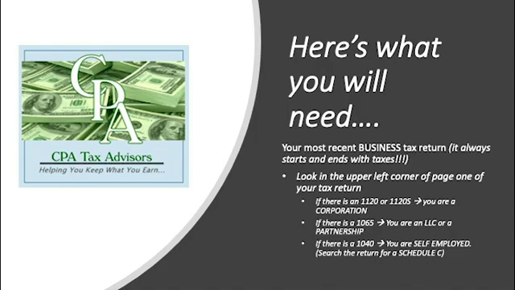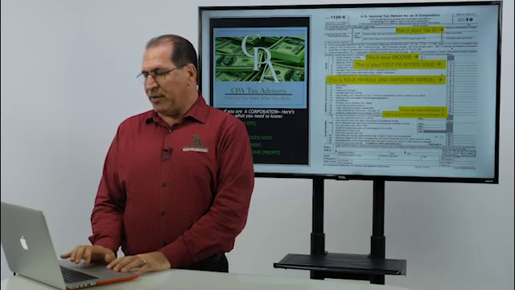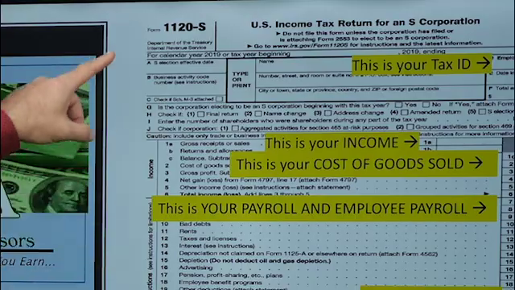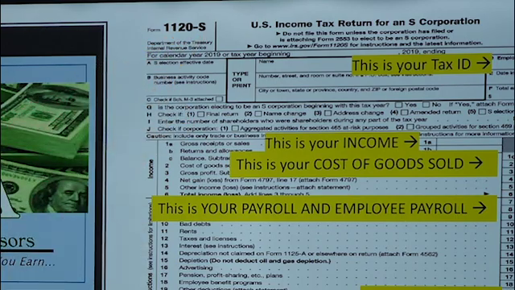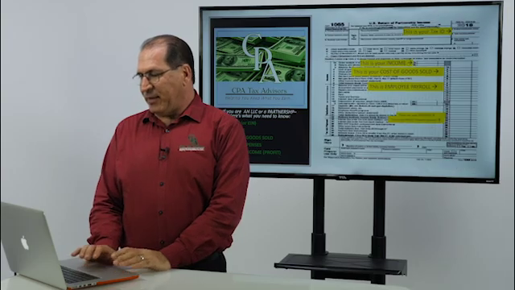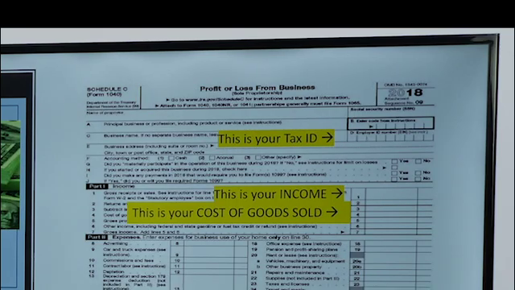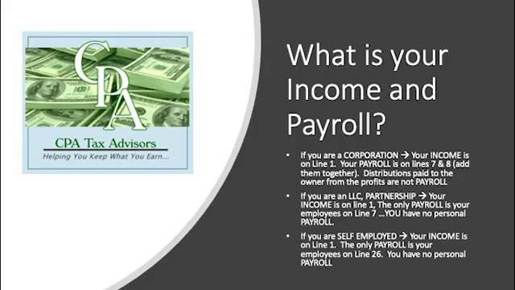So first thing you need to do is to look at your tax return and determine what type of business you are. You want to look up in the upper left-hand corner. If you see 1120S, that tells me that you are an S corporation. Second possibility is that you are a 1065. That means you're an LLC or a partnership. And then the third option is that you are self-employed or an independent contractor. You would file a Schedule C, and that is part of your 1040 tax return. So the first thing you need to know is what type of business am I?